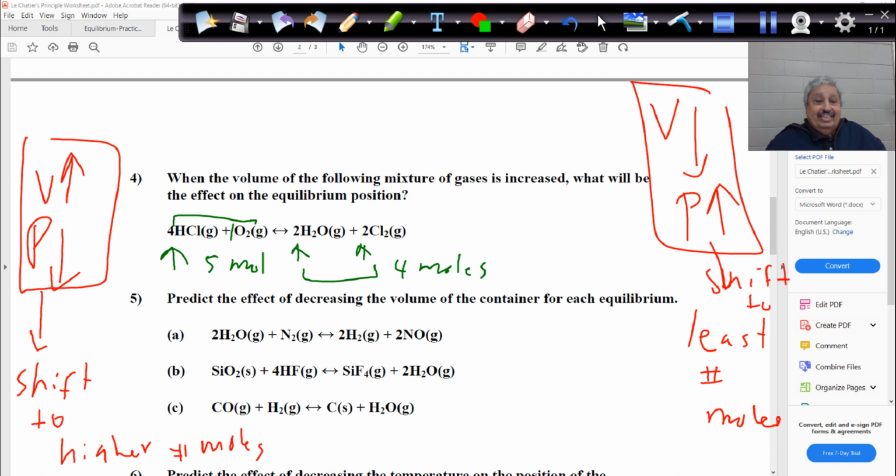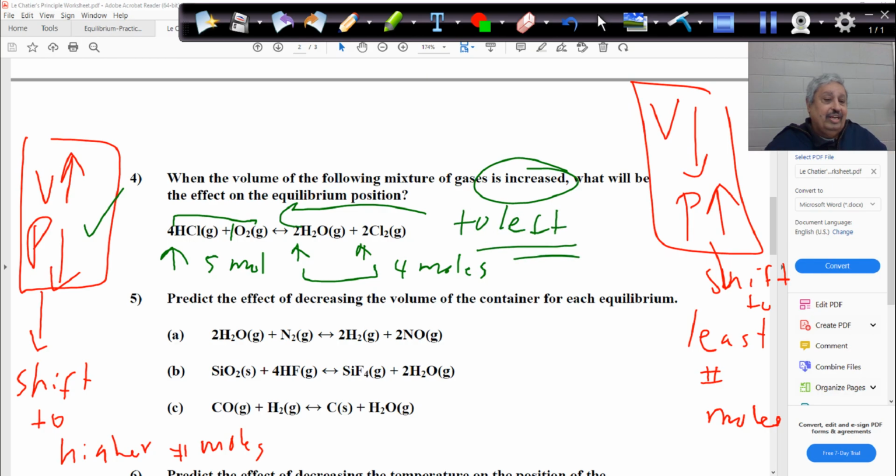Now, I am increasing the volume. The volume is increased, so the volume's up, this condition. So it will shift to the higher number of moles. Shift will be which way? To the left. Perfect. We are talking. To the left. Everybody's following? Shift will be to the left.